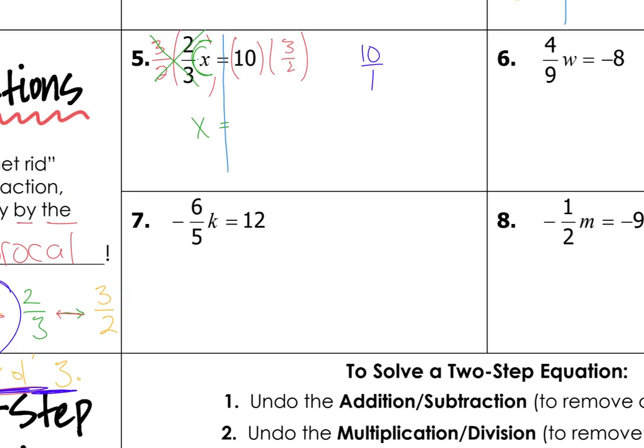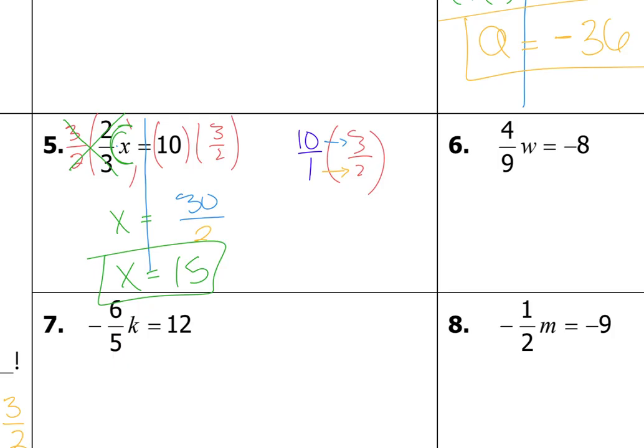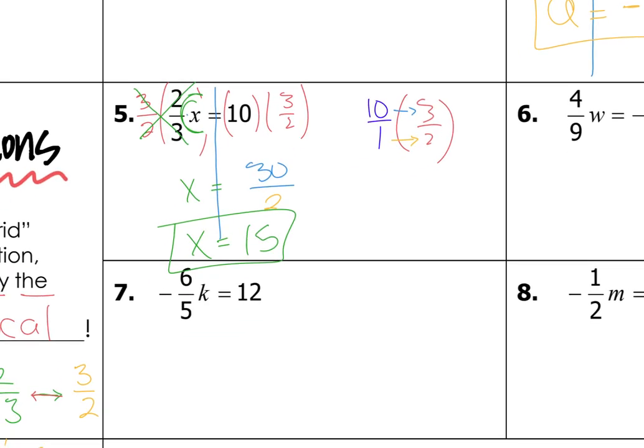Any number can be written over 1 times 3/2. Well, you just multiply straight across, and you get 30/2. That means x is really 15, okay? You don't need to freak out about the fractions. You can handle the fractions, okay?